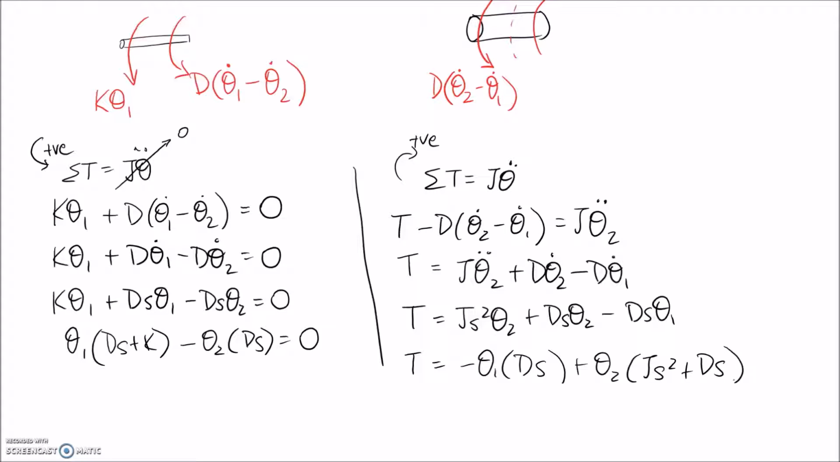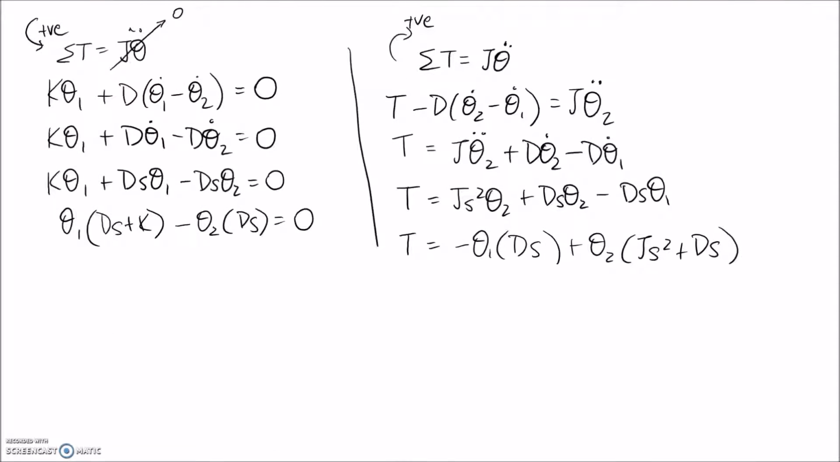Okay, so they're my two equations. You can either solve these by substituting one equation into the other, or I like to use Cramer's rule with the matrix method. So that's what I'm going to do this time. For that we need to set up our matrices where we have AX equals B.